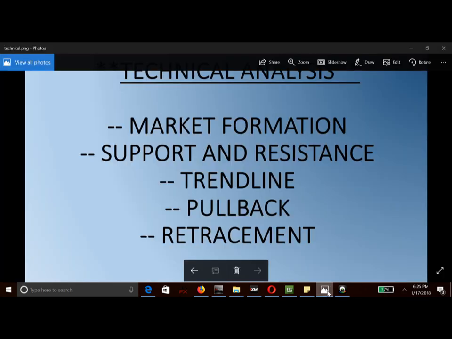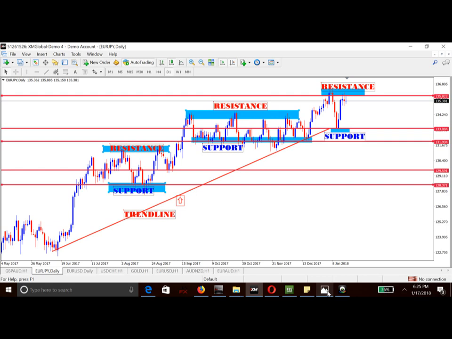The next part we want to talk about is pullbacks and retracement. Pullback simply refers to how support turns to resistance and how resistance turns to support. How do I mean? From this point, we notice something. From this point here, we notice that the market started selling. And what happened? There was a pullback. Sellers entered and took the price down here.